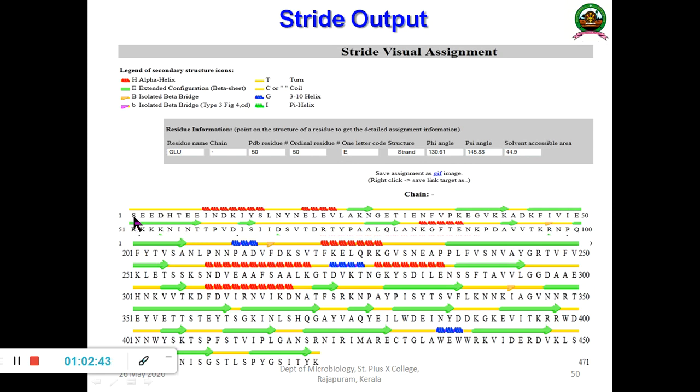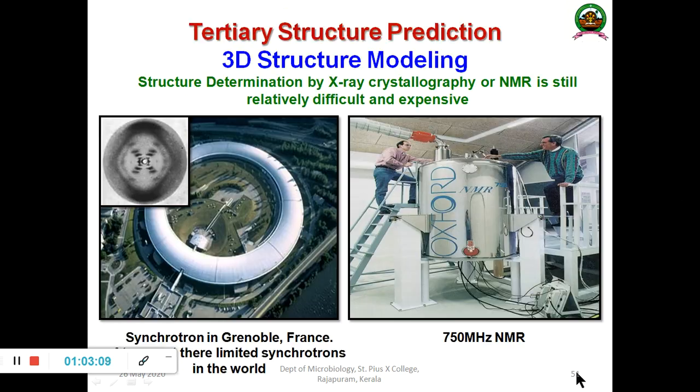Below you can see the amino acids, and wherever there is red, that is an alpha helical structure. Wherever there is green, that is an extended beta sheet. Wherever there is orange-yellow, that is a beta bridge. There is a pink color that is not there here, and the coil is a yellow color. So by simple visual interpretation, you will be able to see the result. So secondary structure is already over.